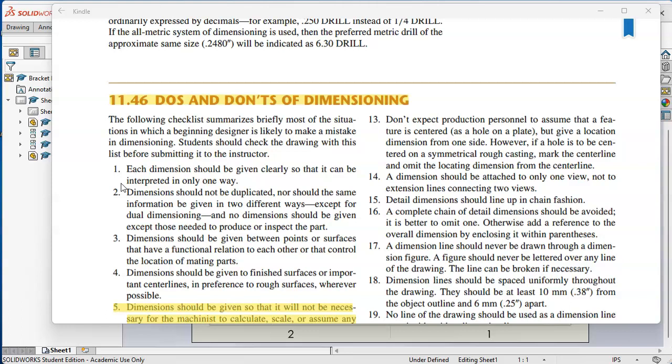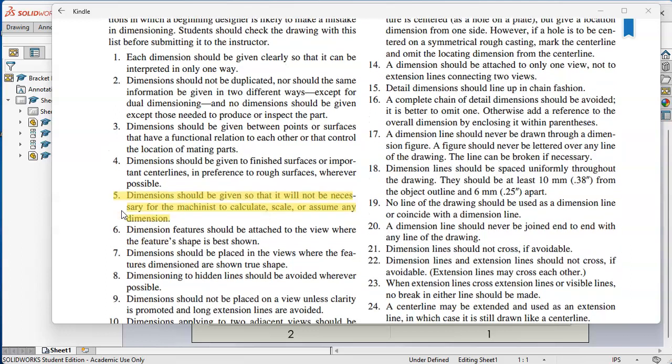Most of these are common sense or should be common sense, and I certainly don't want to read all of them, but when we're setting up the dimensions, they should be given clearly, and can be interpreted in only one way. Do not duplicate. There is one later on that says if you need to have a dual dimension or a reference dimension, then you put parentheses around it. Dual dimensioning is both inch and metric for clarity.